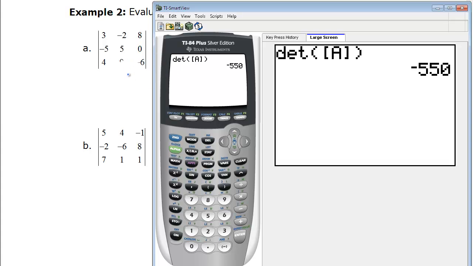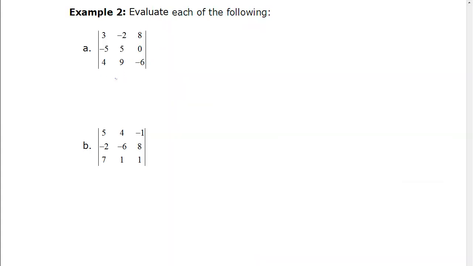So the determinant for this first one is equal to -550. If you did it by hand and you got -550, great. If you didn't, go back and figure out why. If you have the calculator, practice doing this, because when this is one part of a bigger question, the calculator will save you a lot of time. So let's show you one more.